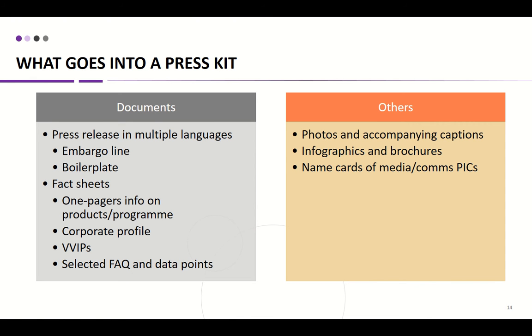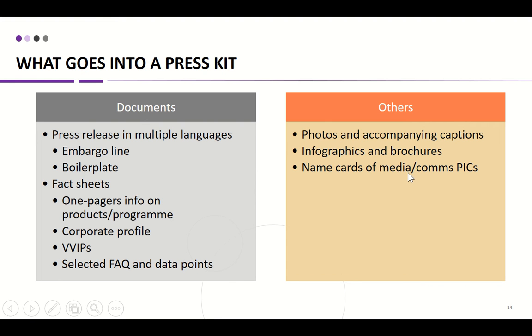So what goes in the media kit? Compulsory items would be the press releases, in multiple languages depending on the audience at your event. Because I work with a government agency, I have press releases in Malay, Chinese, English. I've got fact sheets translated into Malay, Chinese, English as well. They would include things like programs, products, corporate profiles, VIP profiles, selected FAQ and data points. So the selected FAQ and data points would be what we like to term loosely as either FAQ sheets or info pack, which I'll discuss later.